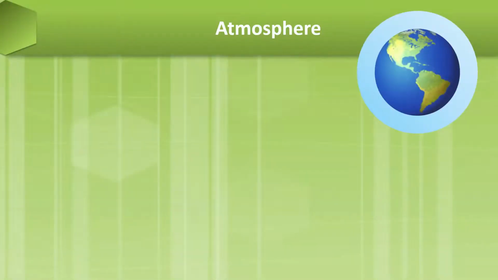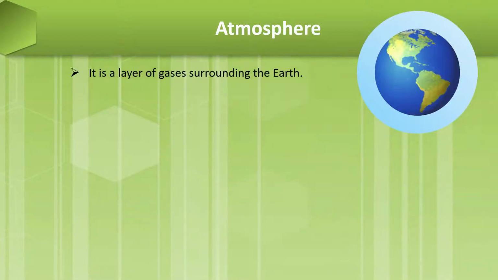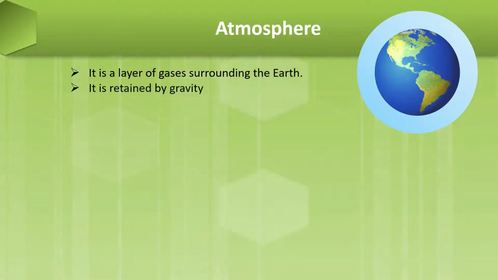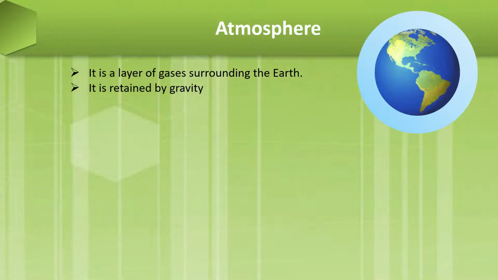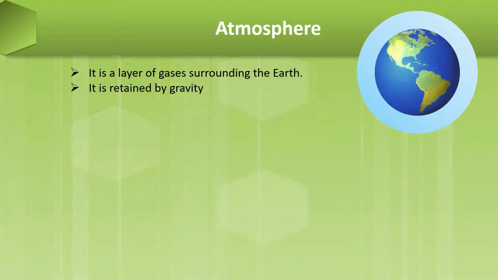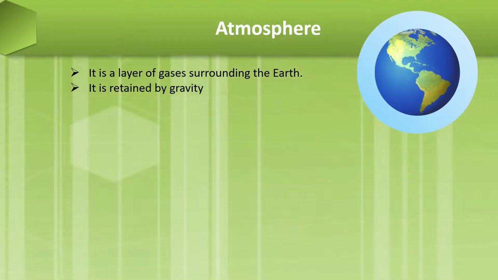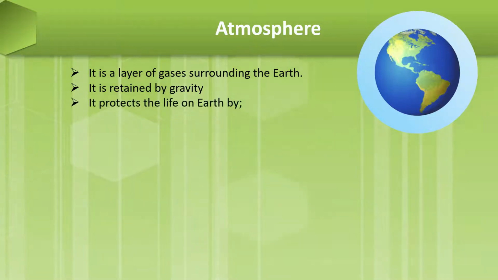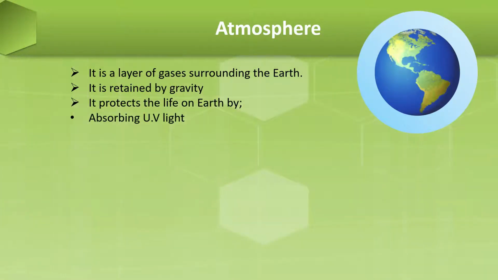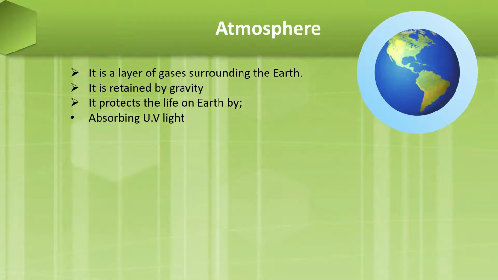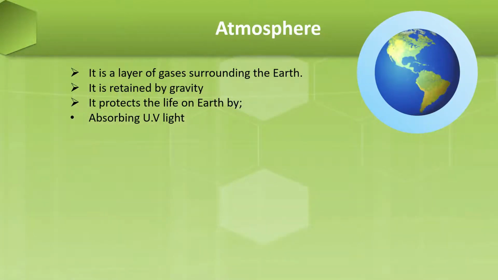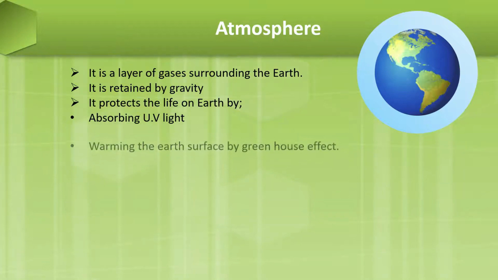Atmosphere is a layer of gases that surrounds the Earth, and it's retained by gravity. The gravity force helps pull us so we stay on land, and also does not allow the atmosphere to separate from the Earth. It protects the life on Earth by absorbing harmful UV light that comes from the sun and can cause different diseases in skin, but the atmosphere protects us.